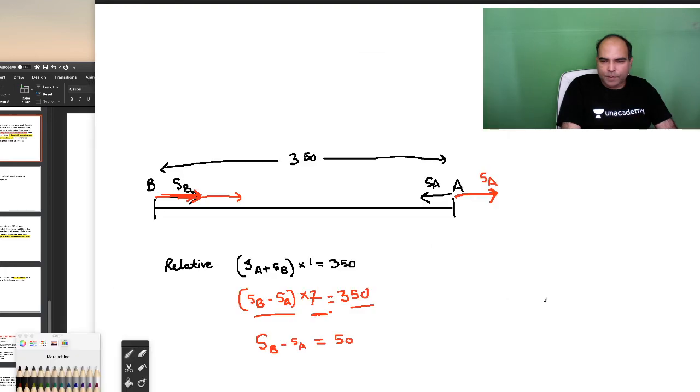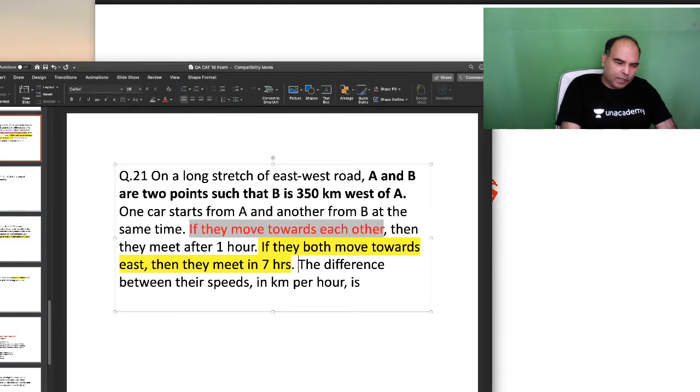The difference of the speeds in kilometers per hour is simply 50, and there's nothing else to be done in this question. Right? So I hope you guys enjoyed the session.